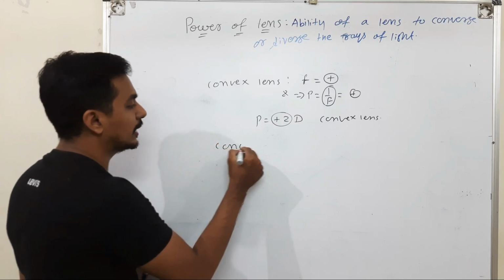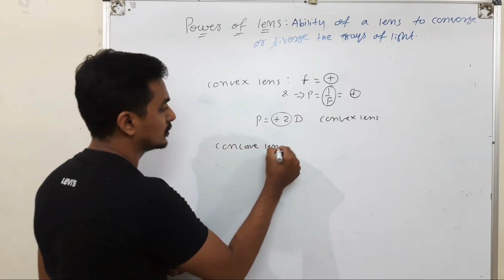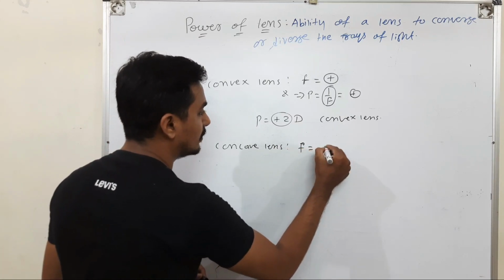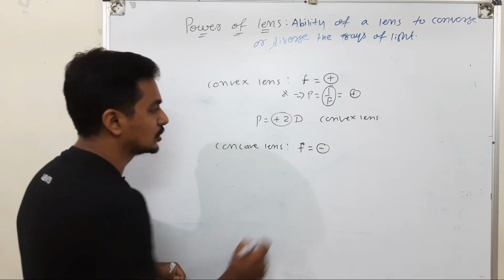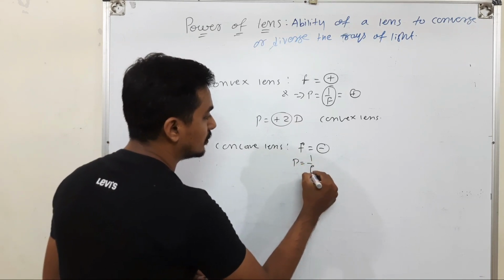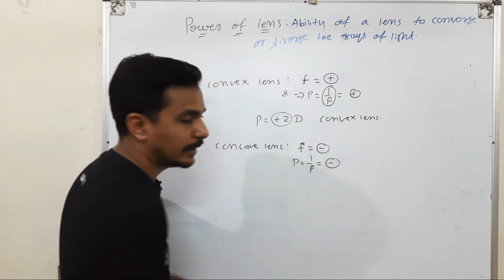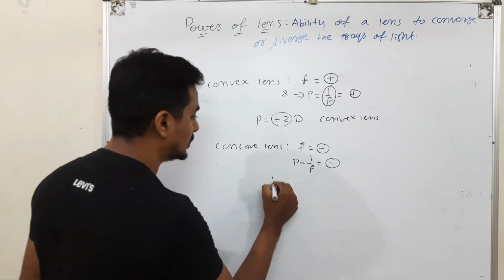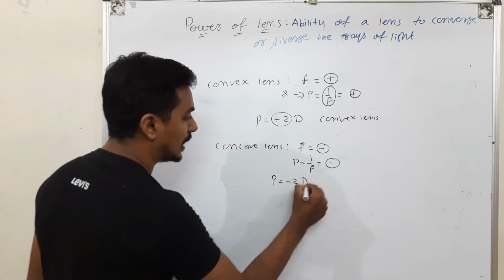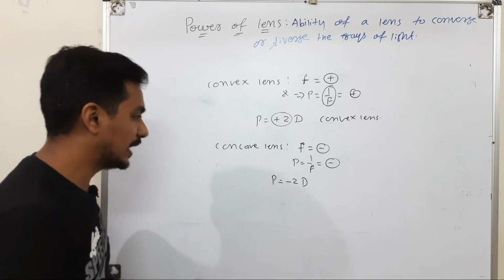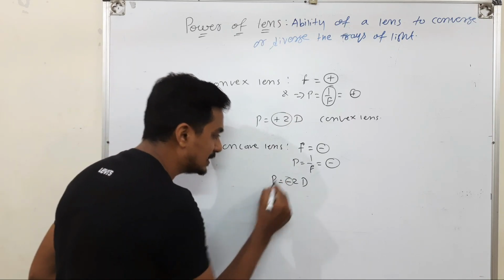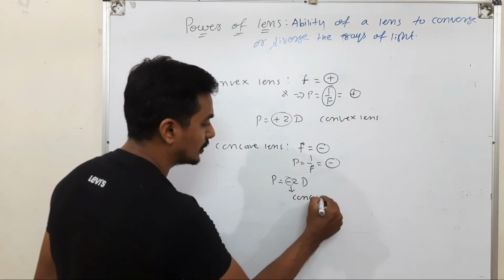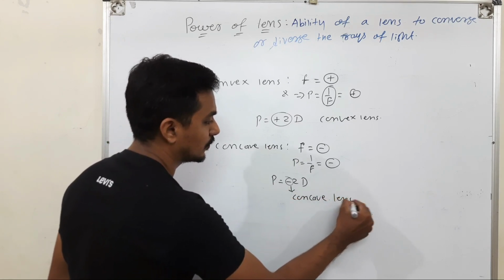Similarly, if you have a concave lens, then the focal length of the concave lens is negative. So P is equal to 1 by f is also negative. So the power of concave lens is negative. Suppose it is given P is equal to minus 2 diopter, that is minus 2D. Here you have a minus sign, it means this lens is a concave lens.